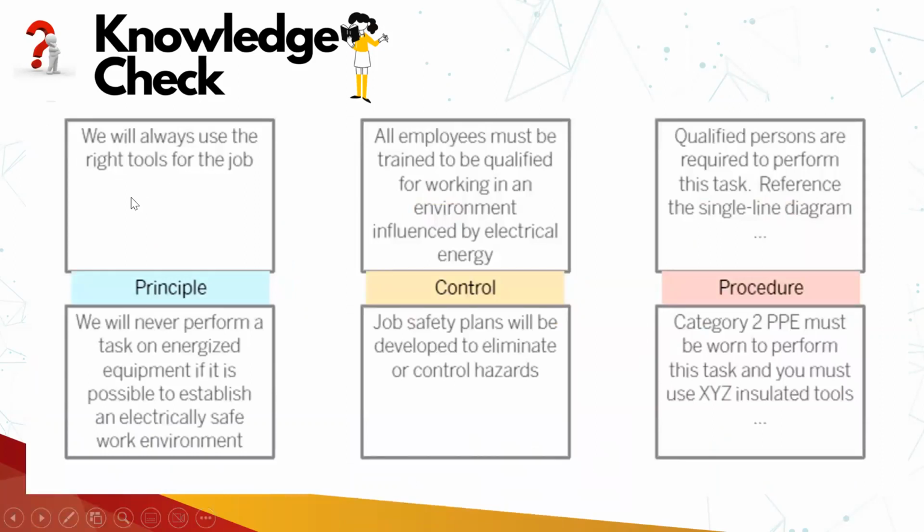So we will always use the right tool for the right job. We will never perform tasks on energized equipment. Then all employees must be trained to be qualified in working in an environment influenced by electrical energy. So these are the controls, and the last two are the procedures. Any questions on this one?